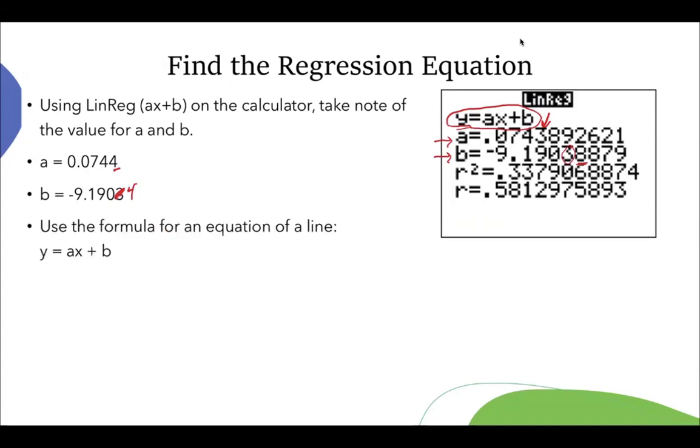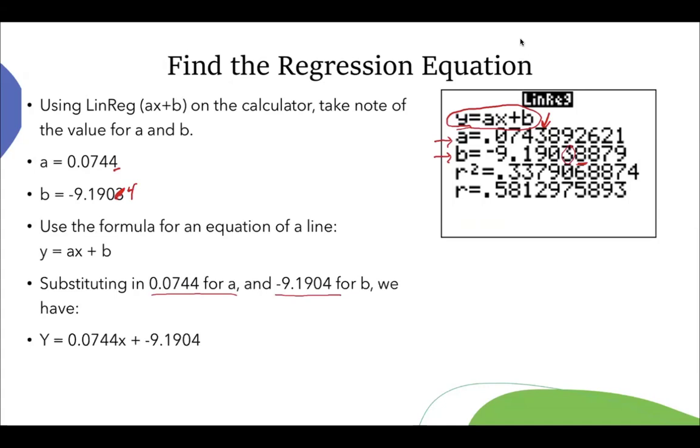Okay, we're going to use the formula for an equation of the line and plug in the a and the b values. So look at what we have here: 0.0744 for a, negative 9.1904 for b. The equation of this line is y equals 0.0744x plus a negative 9.1904. We keep the x as a variable for the equation of the line. And that is the regression equation. We're not done using it yet.